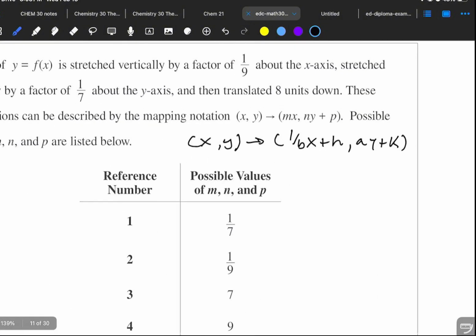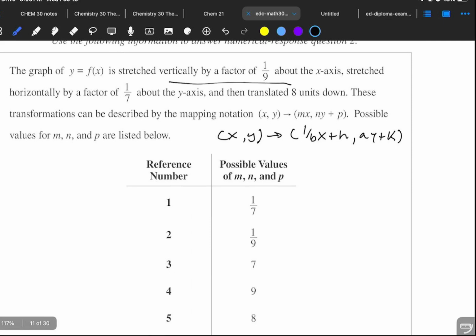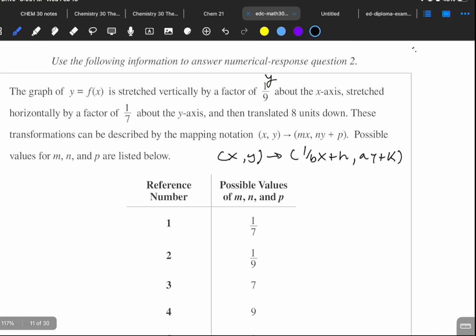And now I'd start to fill this out. So we have a vertical stretch by a factor of 1/9 about the x-axis. So a vertical stretch is always by a factor of a, right? If you were to write out our transformations equation, we have f of b x minus h plus k. And it's always going to be a vertical stretch by a factor of a. So whatever a is in our mapping notation is going to be whatever it's described as. So a is equal to 1/9, because we have a vertical stretch by a factor of a. So I would say we have 1/9 y.